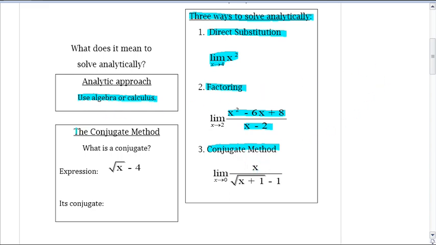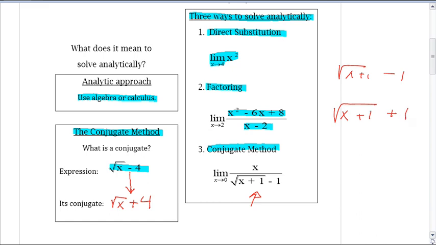On the left-hand side, you see it says conjugate method in this box, and it says the expression is radical x minus 4. Simply put, if you don't remember from Algebra 2, this is the conjugate, radical x plus 4. The only thing that I changed is the sign in between this binomial, and so that would be the conjugate. If you're still kind of confused, let's take this one for example. The conjugate of radical x plus 1 minus 1 would be radical x plus 1 plus 1. So this would be the conjugate of the denominator here.